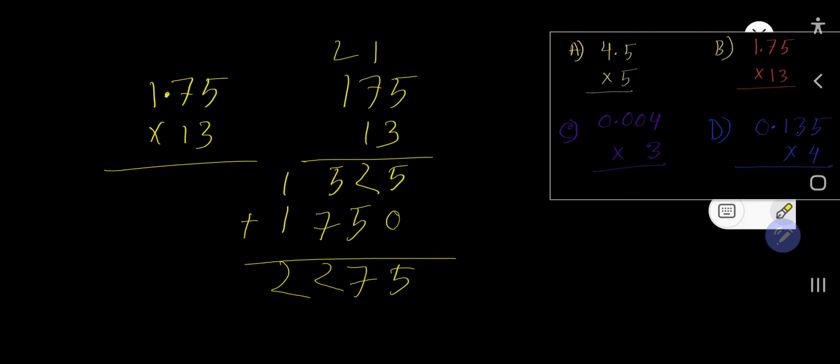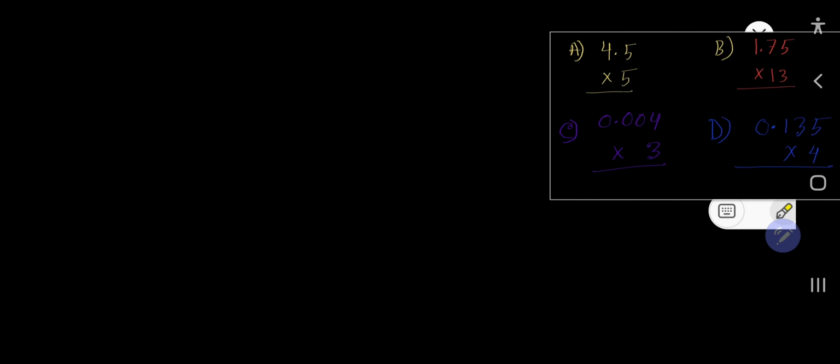and 2, write 2. So look, in the problem after the decimal we have 2 digits, so you need to place the decimal point here, after 2 digits. So this is the answer, that is 22.75 is the answer.